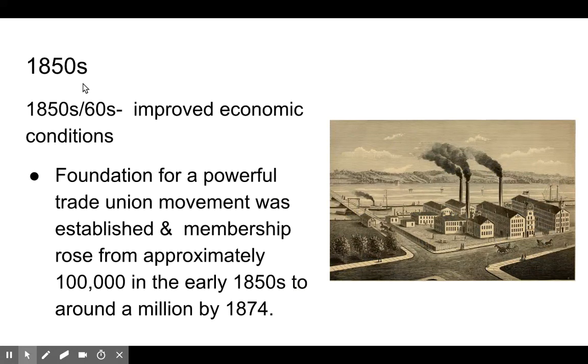Then we see another change with the 1850s and 1860s. Economic conditions are improving, so there's more flexibility for these things to happen. And this good economic condition became the foundation for a powerful trade union movement. A lot more unions are established, and membership increased dramatically. In the 1850s, you only have about 100,000 people in the UK in unions, but by 1874, you have about a million. So it grows about 10 times in just about 2 decades.